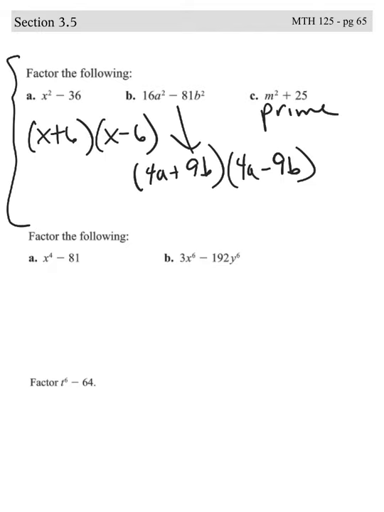Okay, so I ran out of room. I didn't zoom in very good. X plus 6, x minus 6, that's A. 4a plus 9b, 4a minus 9b, that is B. C is prime. It's the sum of two squares, not the difference of two squares.